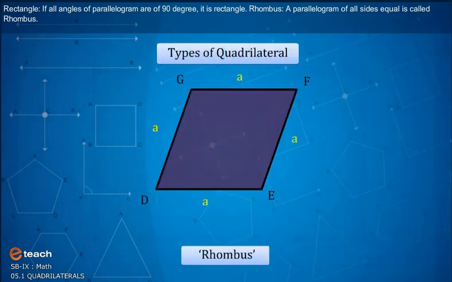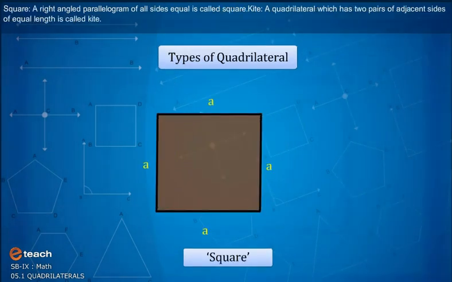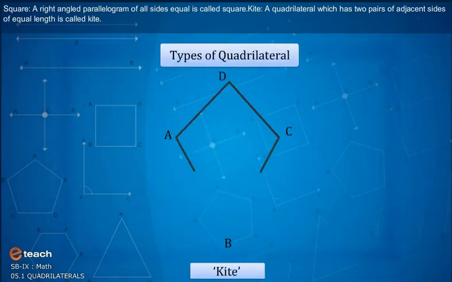Rhombus. A parallelogram of all sides equal is called rhombus. Square. A right-angled parallelogram of all sides equal is called square. Kite. A quadrilateral which has 2 pairs of adjacent sides of equal length is called kite.